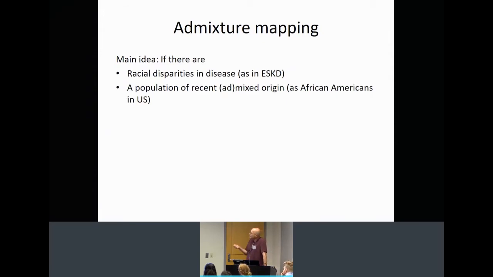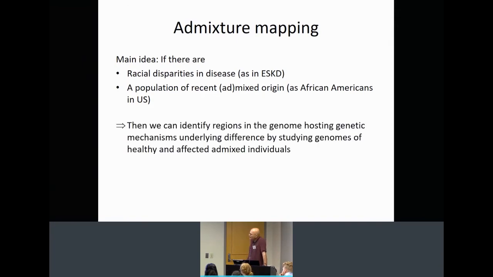We know that we have significant disparities both in the prevalence and in the epidemiology of this disease between European Americans and African Americans. And we have a population of recent admixed origin, and we definitely have that, because African Americans are in fact an admixture of African and European ancestry. And the point of admixture mapping is, in that case, we can identify which regions in the genome are basically responsible for the genetic basis of the differences in disease etiology or disease prevalence in these groups.